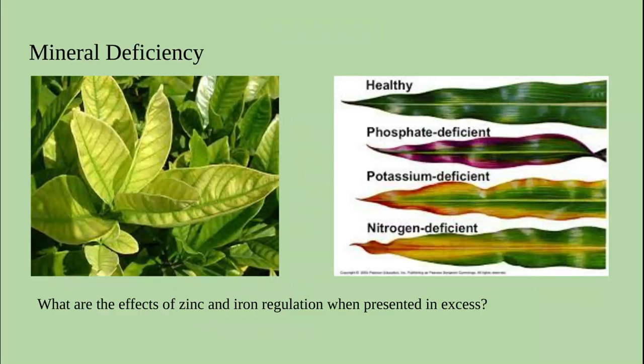Mineral deficiency is something that I was very familiar with as a casual gardener, and deficiencies can often manifest themselves in discoloration of the leaves, as we can see in the photo here. But this led me to wonder what would be the effects when these are presented in excess. If someone happens to over fertilize their soil and now there's suddenly a toxic level of these minerals in the soil.